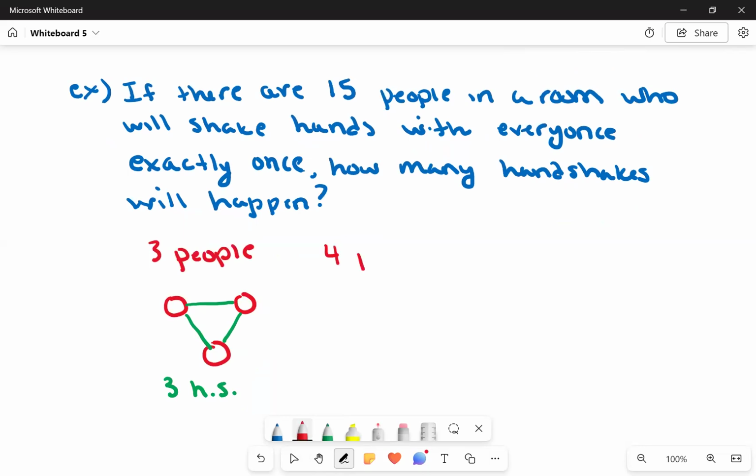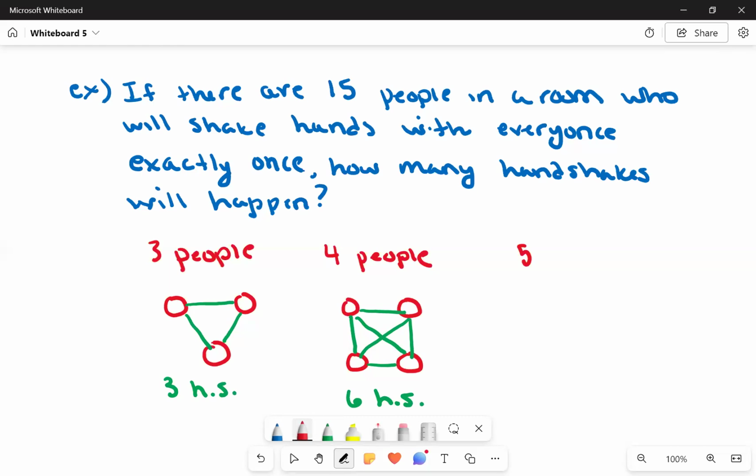Okay, let's see what happens with 4 people. So 1, 2, 3, 4. Okay, so this person's going to handshake with this person, and this person. This guy and this guy need a handshake. And then also with that guy. And these two need a handshake. I'm giving them weird labels. So let's count up how many handshakes that is. So on the outside of the square, 1, 2, 3, 4, and then 1, 2. So 6 total. 6 handshakes. Cool.